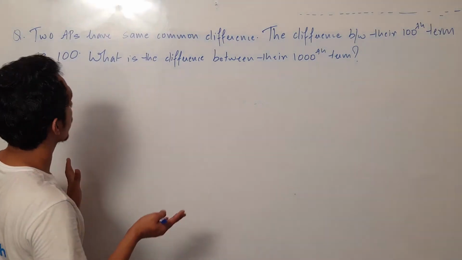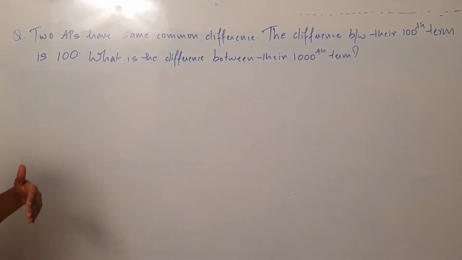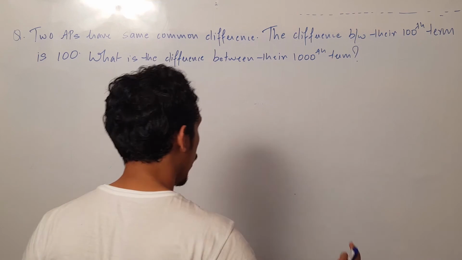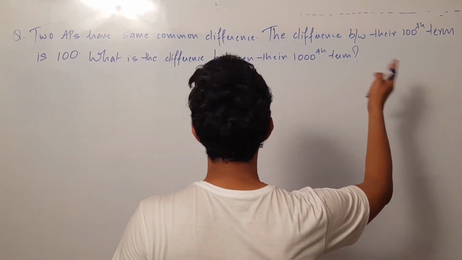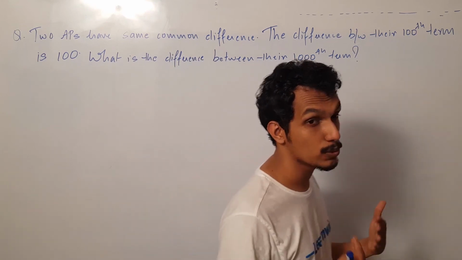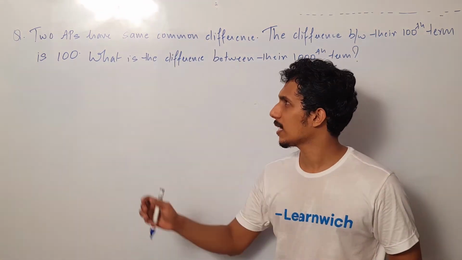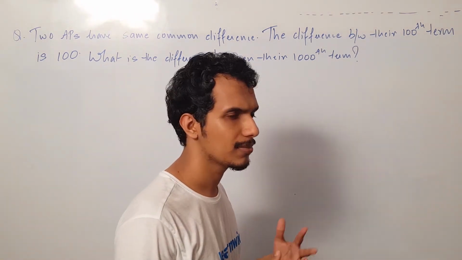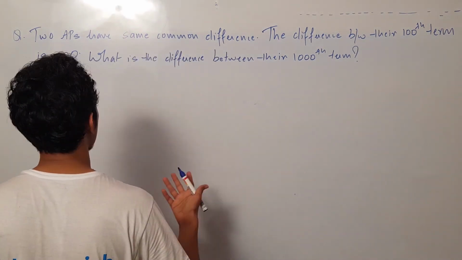Yeah, so the next question: two APs have the same common difference. The difference between their 100th terms is 100. What is the difference between their 1000th terms is the question. So see, the common difference in both the APs is the same. So it should be the same. Let's find out if it's the same.